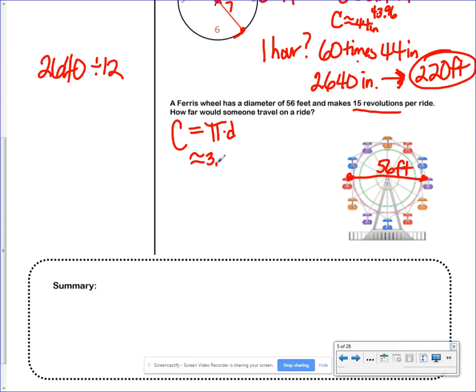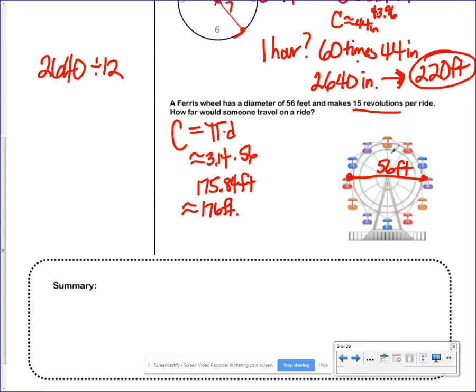Let's use 3.14 this time times the 56-foot diameter. 3.14 times 56, I get about 175.84 feet. So almost 176 feet. If we rounded that, we'll say that's approximately 176 feet.